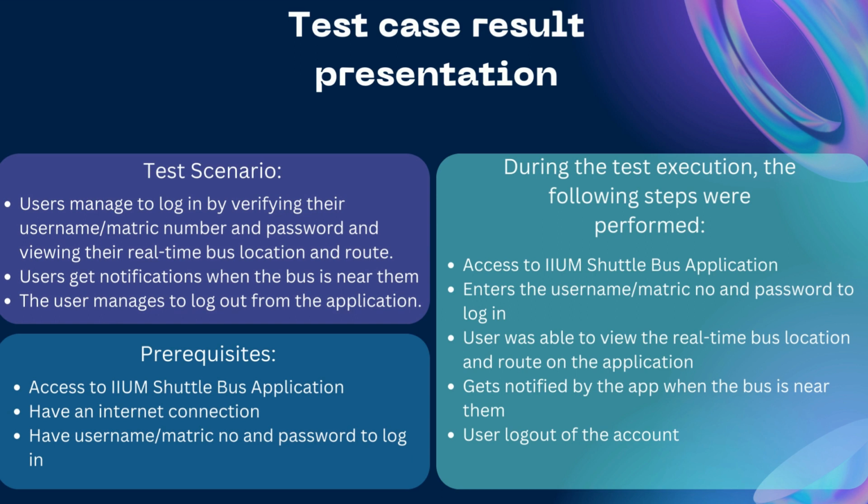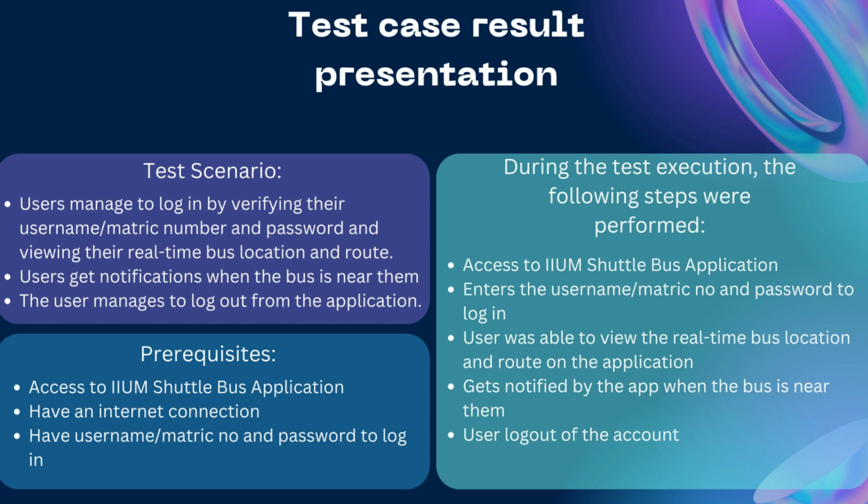The scenario for the test case is that the user managed to log in by verifying their username or metric number and password, view their real-time bus location and route, get the notification and manage to log out from the application. During the test execution, the following steps were performed. The user opens the IIUM shuttle bus application. The application should open as expected.